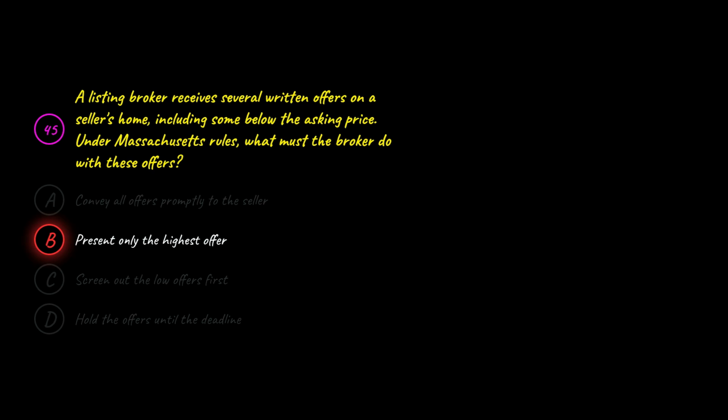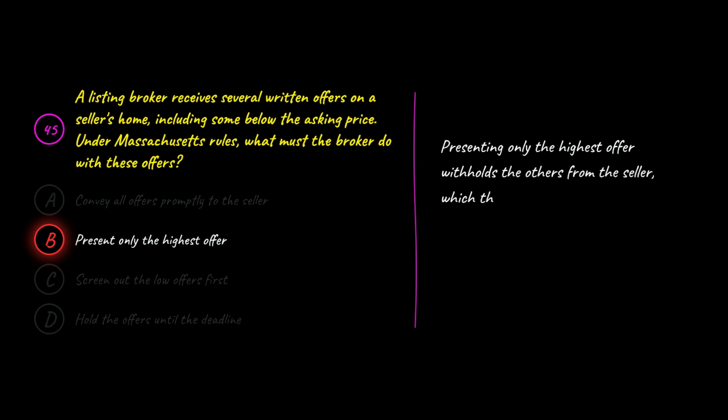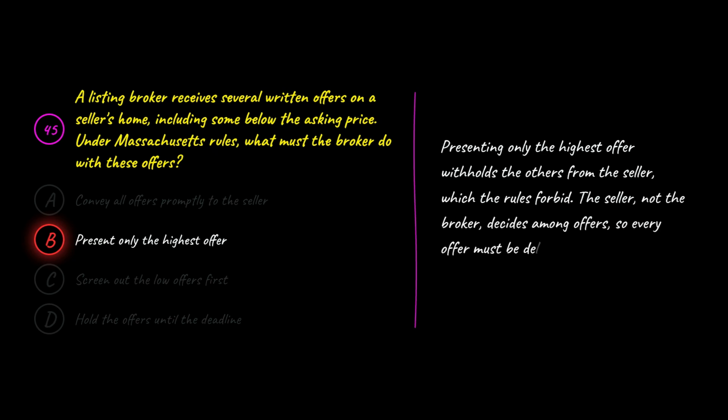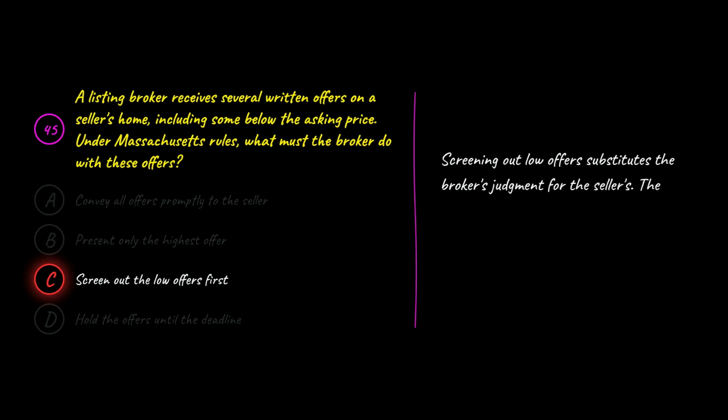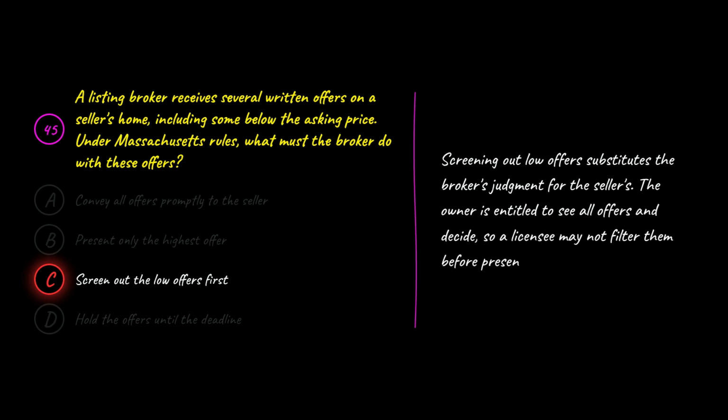broker. B is wrong because presenting only the highest offer withholds the others from the seller, which the rules forbid. The seller, not the broker, decides among offers, so every offer must be delivered, not just the top one. C is wrong because screening out low offers substitutes the broker's judgment for the seller's. The owner is entitled to see all offers and decide, so a licensee may not filter them before presentation.